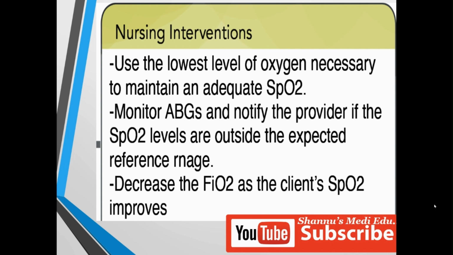So how do we reduce oxygen toxicity? We should decrease the FiO2, for example from 5 liters to 2 liters, so that the patient may improve his own oxygen capacity, and the toxicity may not occur.